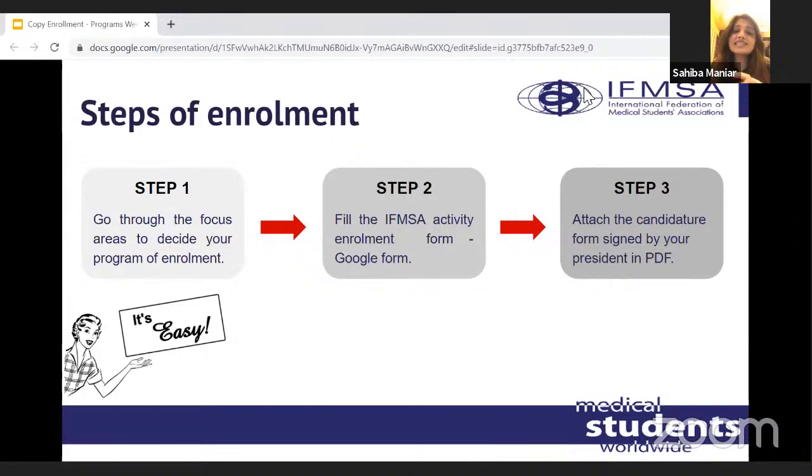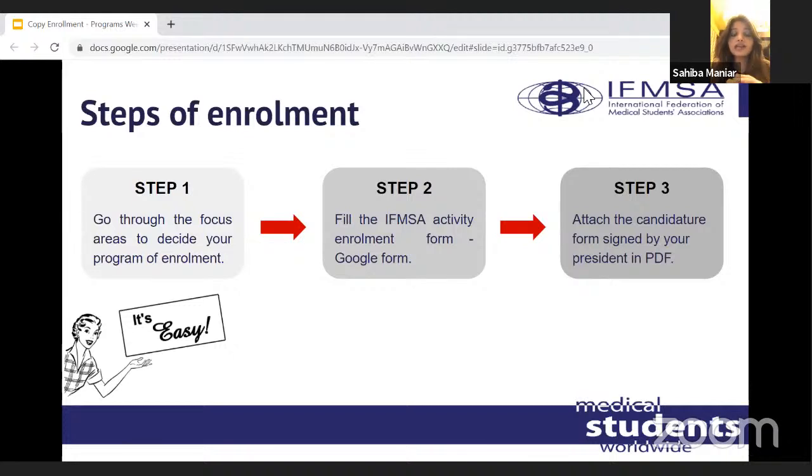So what are the steps of enrollment? Enrollment, unfortunately, is considered to be a very strenuous procedure. But as the programs team, we suggest you start with project design. We suggest you start with planning, monitoring, and evaluation of your activities. And after that, your enrollment is just going to be a maximum 5-minute job. It's a very simple 3-step procedure.